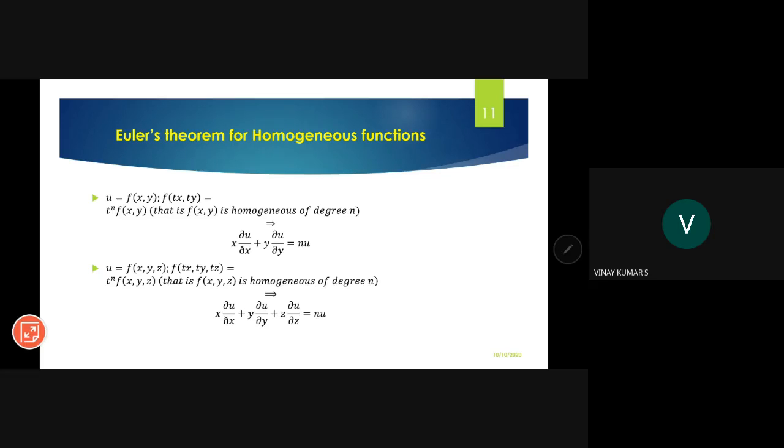So if your function f of xy is like this, f of tx ty is equal to t power n into f of xy, then it's called a homogeneous function of degree n. In such a case, x dou u dou x plus y dou u dou y is n into u. Similarly, for three variable functions, if f of tx ty tz is equal to t power n into f of xyz, then it is a homogeneous function of three variables of degree n. In such a case, you have this Euler's version with three variables. That we will see applied.